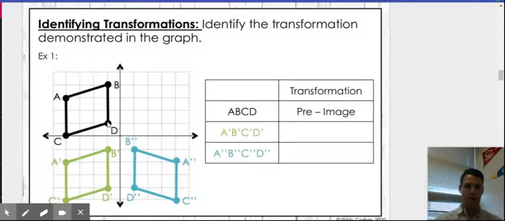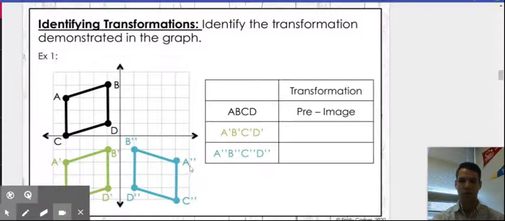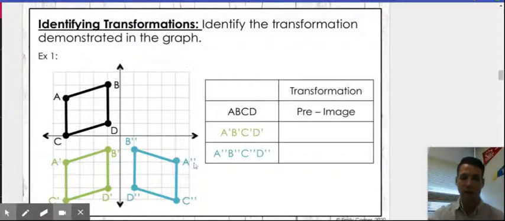So the first thing we notice in the picture is that our pre-image in black is A, B, C, D. Our first image is A prime through D prime. Our second image is A double prime through D double prime. When you have the double apostrophes, that means double prime, and that will tell you where you are in the sequence of transformations.